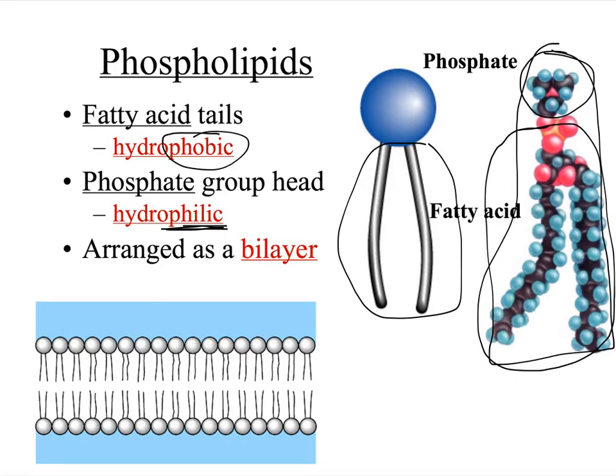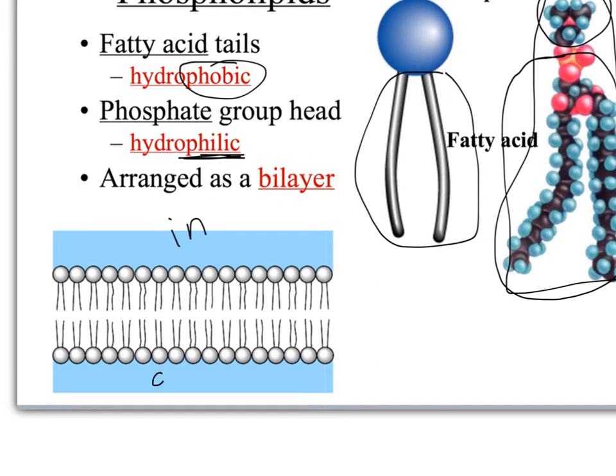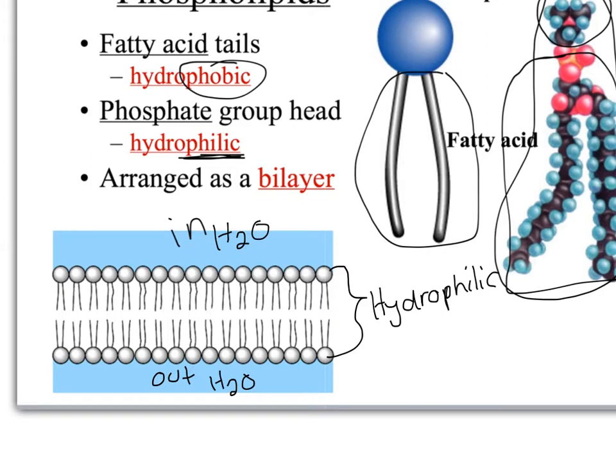The way that they orientate themselves is so that, if this is inside of the cell and this is outside of the cell, the heads are going to be exposed to the water that is inside and outside of the cell, which is fine because they are hydrophilic. The tails are hydrophobic, and so they are what actually regulate the cell and prevent water-soluble substances from diffusing directly through them according to their concentration gradients.